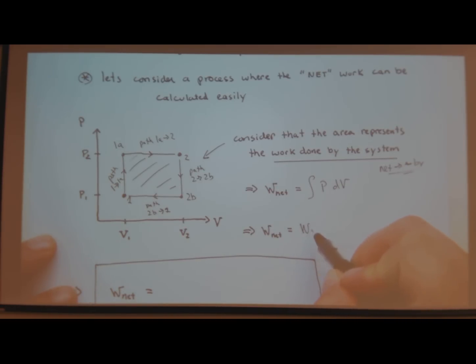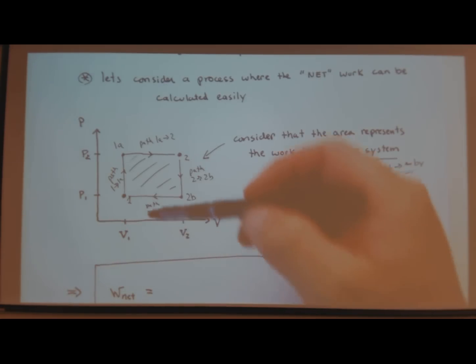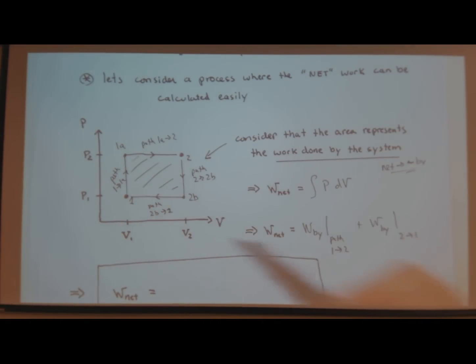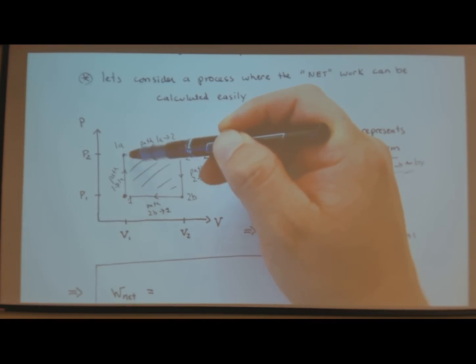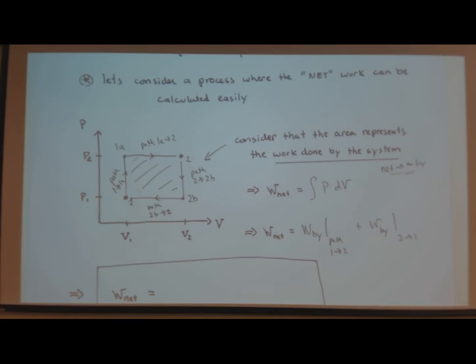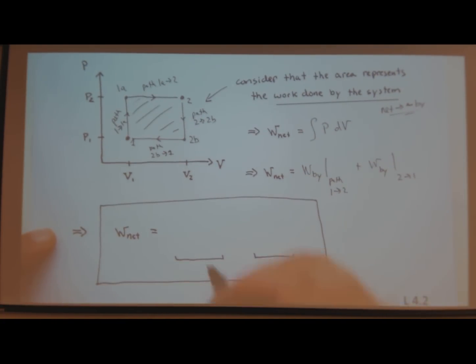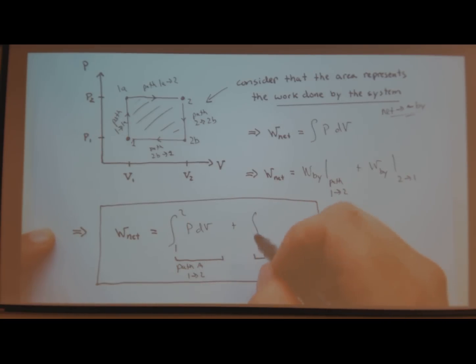So then when I do that, I have work net, work by, path 1 to 2, plus the work by from 2 to 1. The reason why I just went from 1 to 2 and 2 to 1, I can really break this up into each individual path, but from going to here, I have no area, right? And from going here to here, I have no area. So work net is equal to the integral along path A, 1 to 2, of P dV, plus the integral from 2 to 1 of P dV taking path B, 2 to 1.